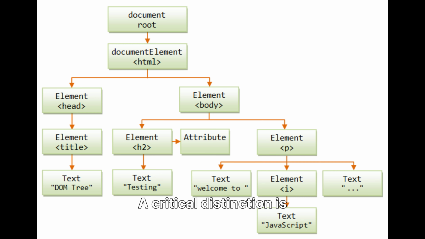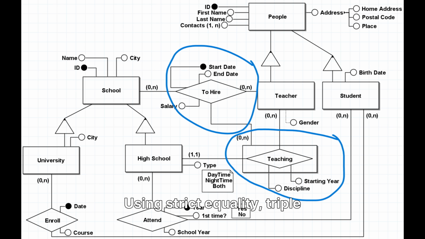A critical distinction is between double equals, which performs type coercion, and triple equals, which checks both value and type without automatic conversion. Understanding this is paramount to avoiding pitfalls. Using strict equality, triple equals, is generally highly recommended to prevent unexpected behavior caused by JavaScript's automatic type conversions. By explicitly checking both value and type, you ensure precise and predictable comparisons.